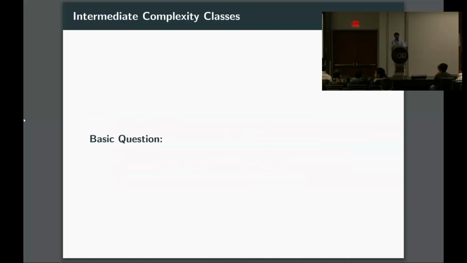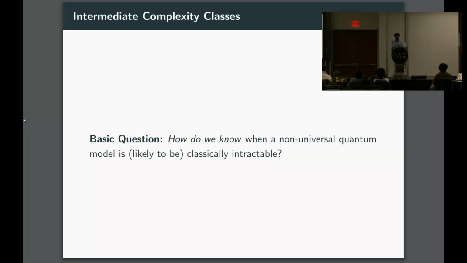But of course, at this point, there's a very basic question that we need to answer, which is, it's very easy for me to come up with stupid non-universal models that classical computers can simulate. So if I give you some non-universal quantum model, how do we know that it's likely to be classically intractable? This is the problem that we try to make some progress towards in this work, specifically by studying this worst case approximation where we want to get close in multiplicative error.